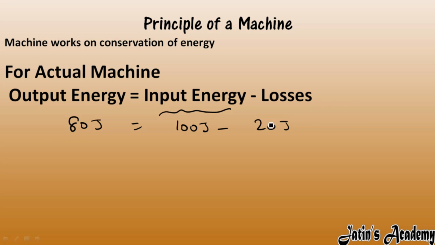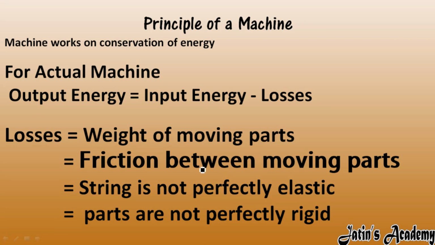So what are those losses? One by one we will see. So the losses we have: weight of the moving part. Actually we neglect the weight of the moving part in the ideal machine, but in the actual machine we have to consider it. In the ideal machine, we neglect the friction between the moving parts, but in the case of an actual machine, friction is there between the moving parts. Next we have string that is not perfectly elastic. In the case of an ideal machine, the string is perfectly elastic, and in the case of an actual machine, the string is not perfectly elastic.